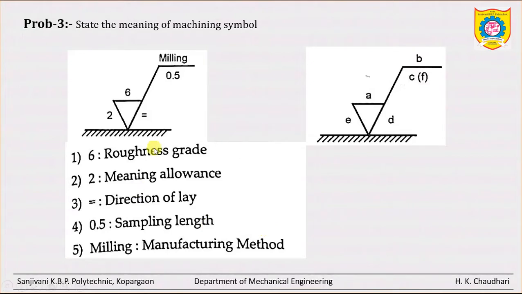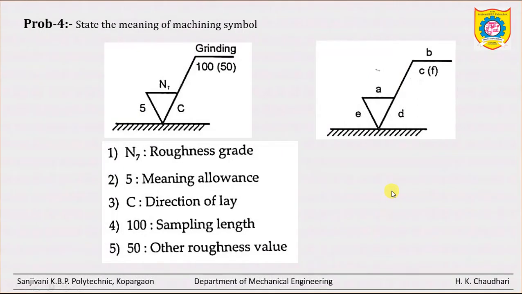Clear? Now this symbol, what does it indicate? This is the direction of lay, parallel. It is not an equal sign, it is parallel. That means the scratches are made parallel to the edge. Okay, in this way. Then what is 2? The machining allowance. It is not a milling allowance, it is the machining allowance.